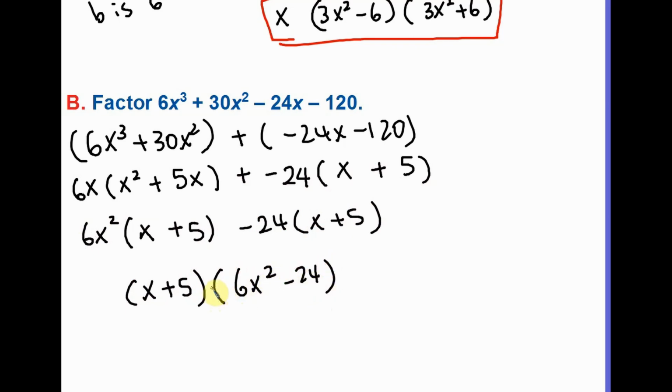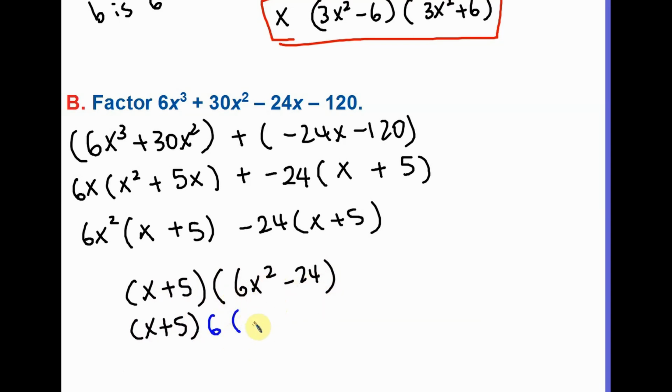Do you see how these polynomials are already in factor form by multiplying? Now, it looks like I need to do one more step because 6x squared minus 24 gives me an idea that I can still take out something. So let's just try. X plus 5 stays the same. I'm going to take out the 6 from these two terms.